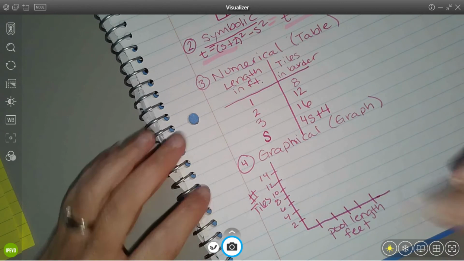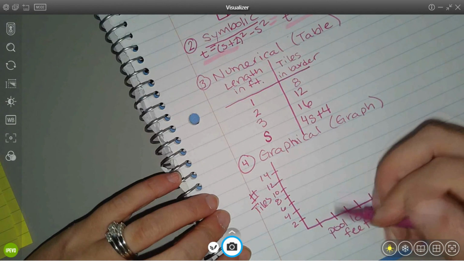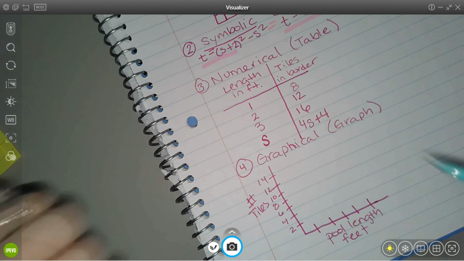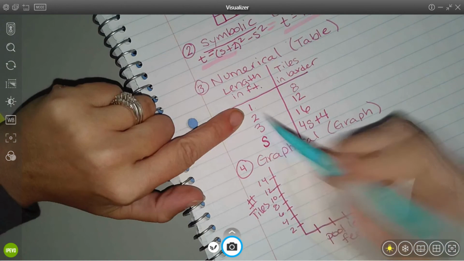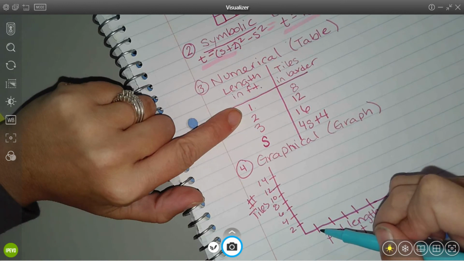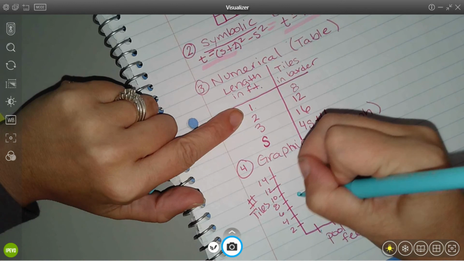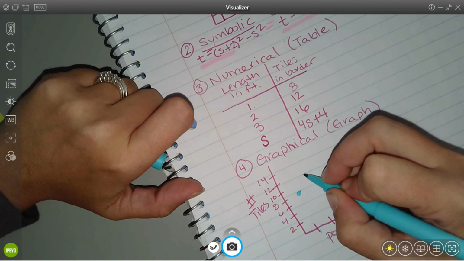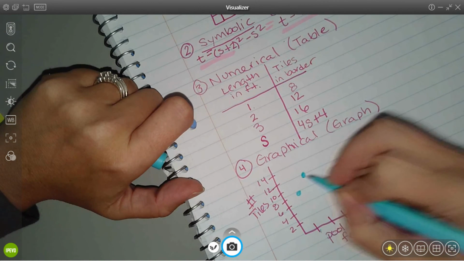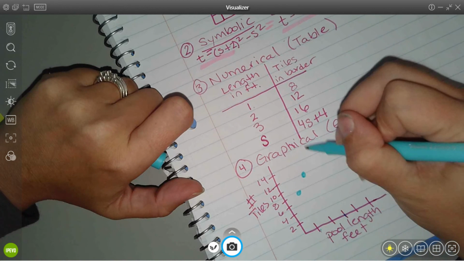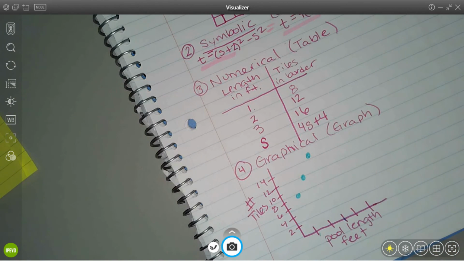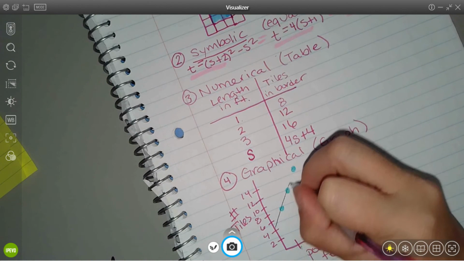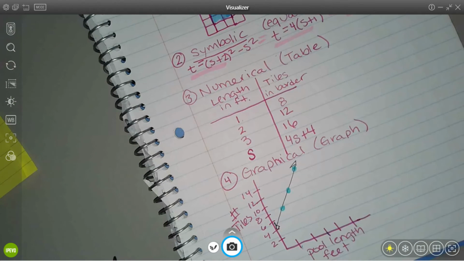And we can go back up to our table here. And we said when there's one, let me switch pen colors so you can see this. When there is 1 foot of length, there's going to be 8 tiles in the border. When there's 2 feet of length, there's going to be 12 tiles in the border. When there is 3, there's going to be 16. So we can see that the pattern that this is taking is actually a straight line.